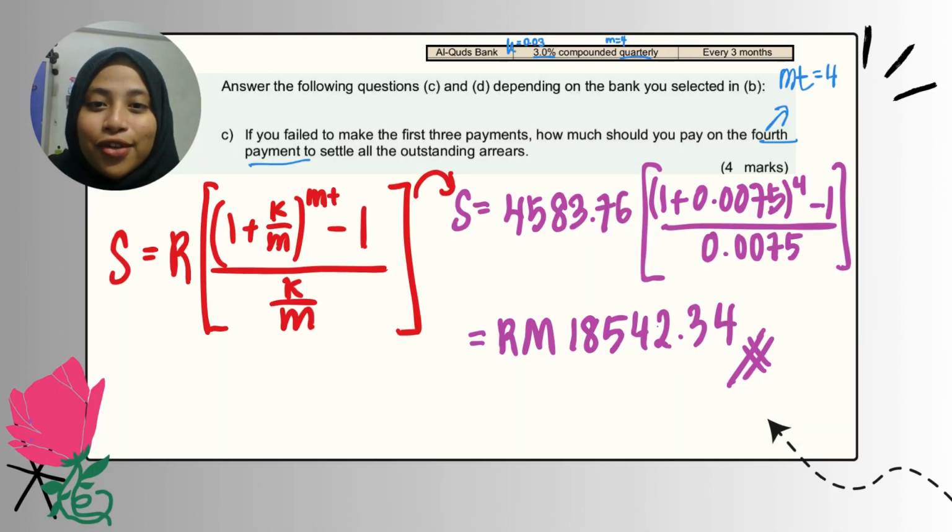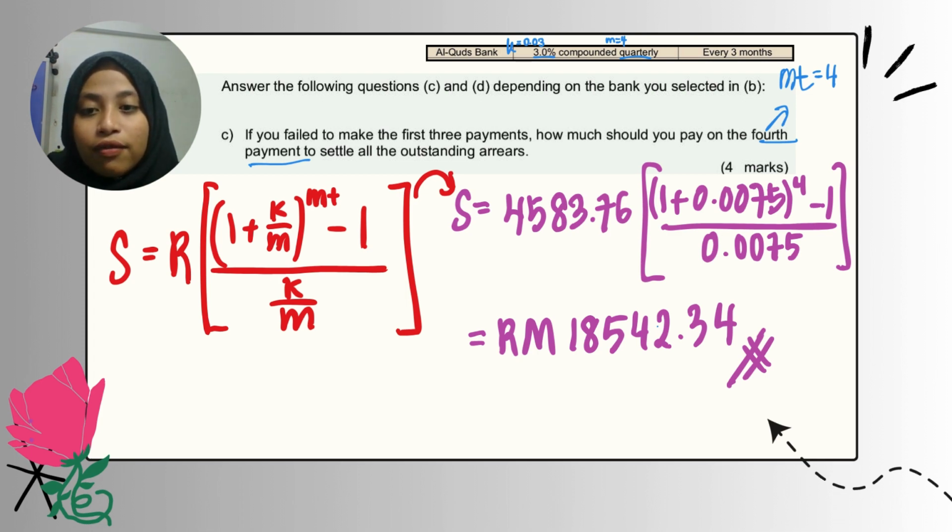Next, answer the following questions, C and D, depending on the bank you selected in B. So in B, our group had decided to choose Al-Quds Bank for the answer. C, if you fail to make the first 3 payments, how much should you pay on the 4th payment? So the MT is 4 to settle all the outstanding arrears. So in this question, they want to find the future value. So we use this formula to find the S.